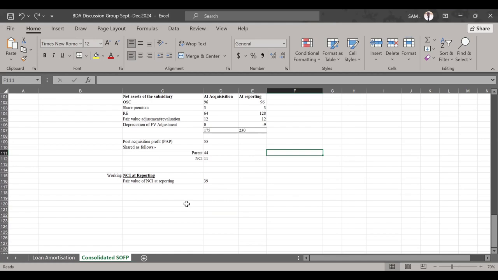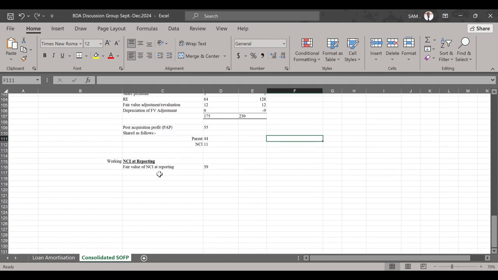Now, this share of post-acquisition profit that goes to the parent, which is 44, we are going to use it now to calculate our NCI. The one that goes to the parent and the one that goes to NCI, we've already demarcated and separated the two. But now, let us continue with our NCI at reporting.